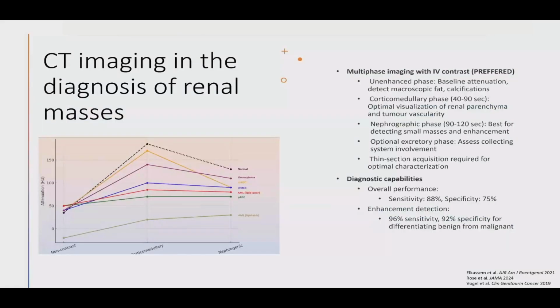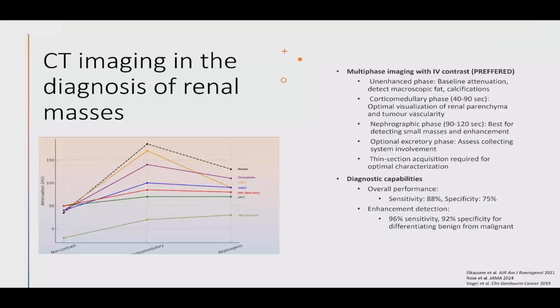When it comes to CT imaging of renal masses, the preferred protocol is multiphasic contrast CT. The figure on the left is actually courtesy of Dr. Daudek, and really highlights that despite the different phases, the attenuation between benign and malignant lesions can be very similar, which explains why it can be so difficult to distinguish one from another just based on imaging features.